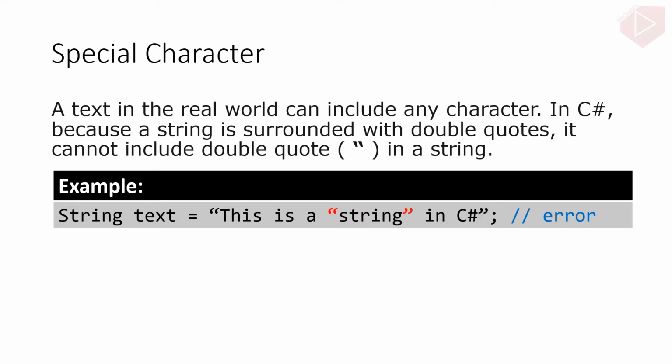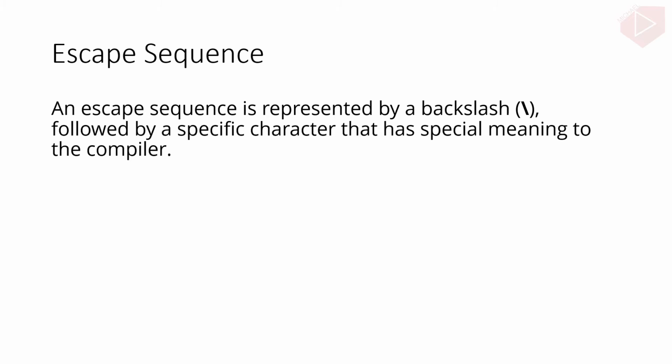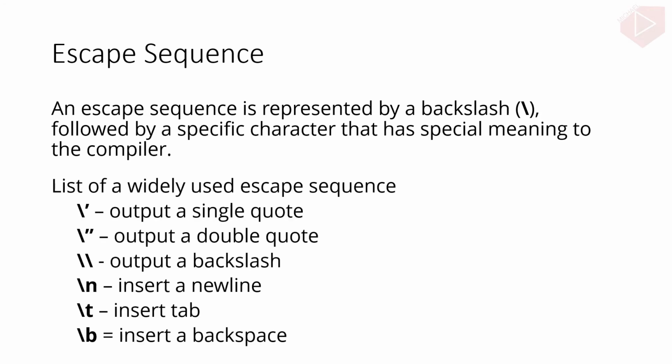Now how are we able to add double quotations and other special characters inside a string literal? To add special characters inside a string literal, we need to include an escaping character, also called an escape sequence. An escape sequence is represented by a \, followed by a specific character that has special meaning to the compiler. Here are some of the widely used escape sequences.